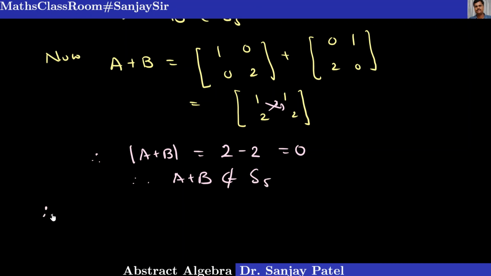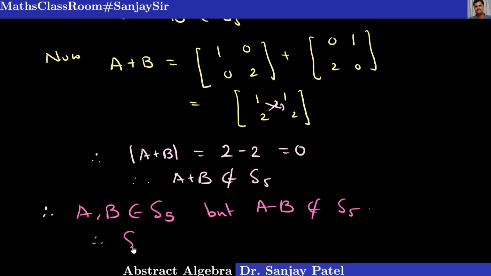So thus, what I have proved is A and B belong to S5, but A minus B does not belong to S5. So S5 is not closed with respect to the operation of addition of matrices. So S5 is not a subring. S5 is not a subring of the ring of matrices.